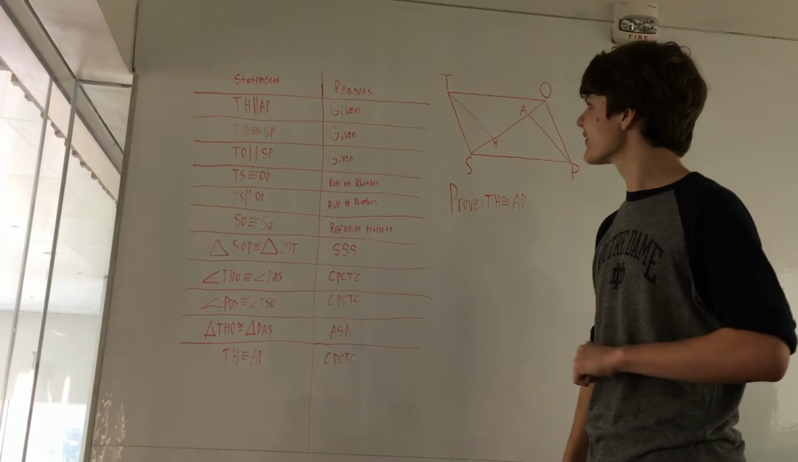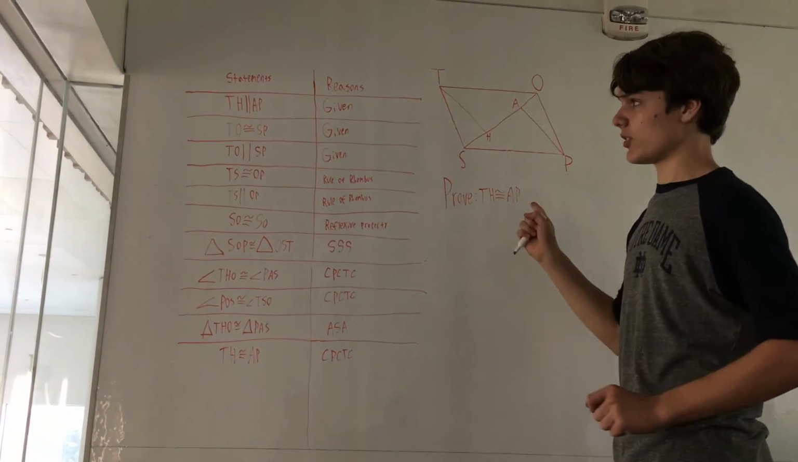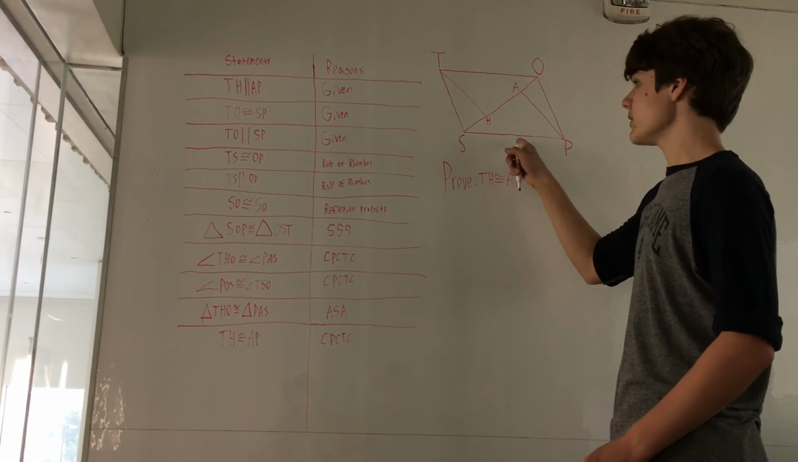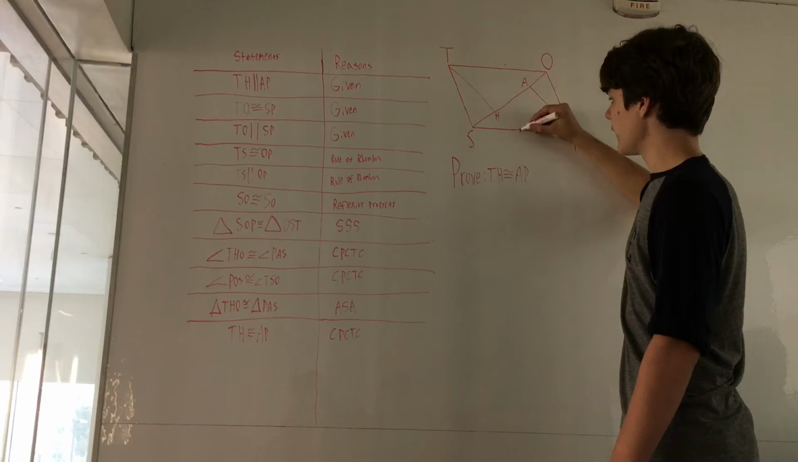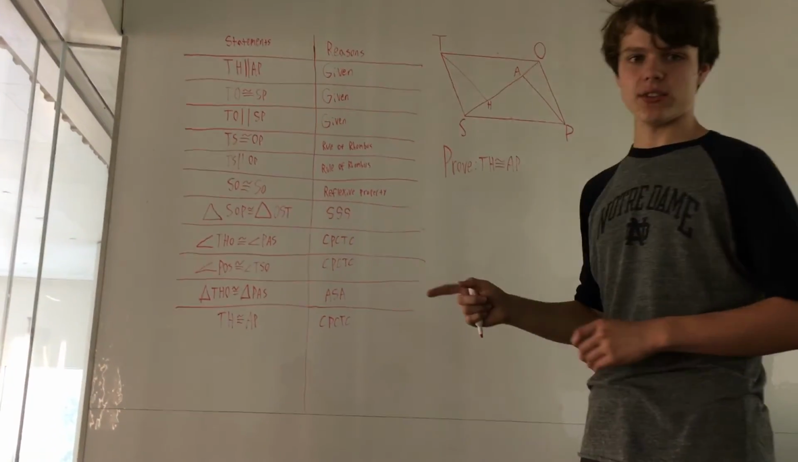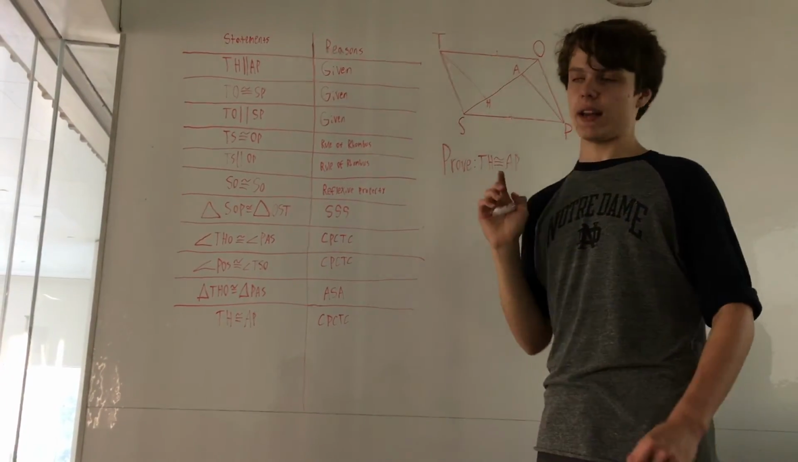5, 4, 3, 2, go. Alright, so I'll be proving that lines TH and AP are congruent within this rhombus. To start off with our given statements, TH is parallel to AP, TO is congruent to SP, and they're also parallel. And then I did TS is congruent to OP, and it is also parallel because by the rule of the rhombus, its opposite sides will be congruent and parallel.